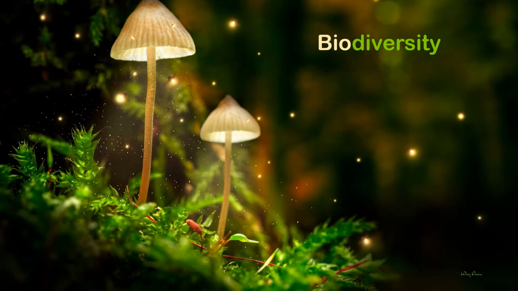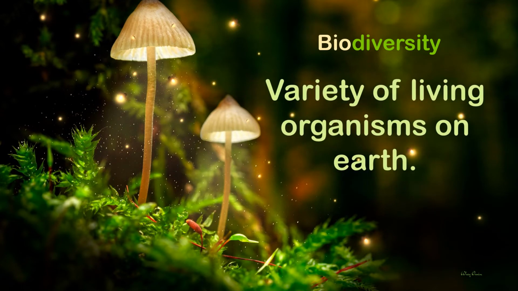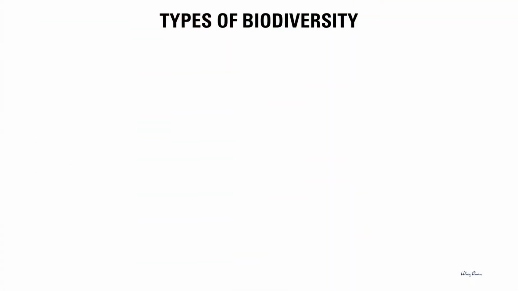Biodiversity is a combination of biology and diversity. It means the variety of living organisms on Earth, including the unicellular bacteria up to multicellular eukaryotes such as animals, plants, and fungi. Biodiversity can be divided into three types.